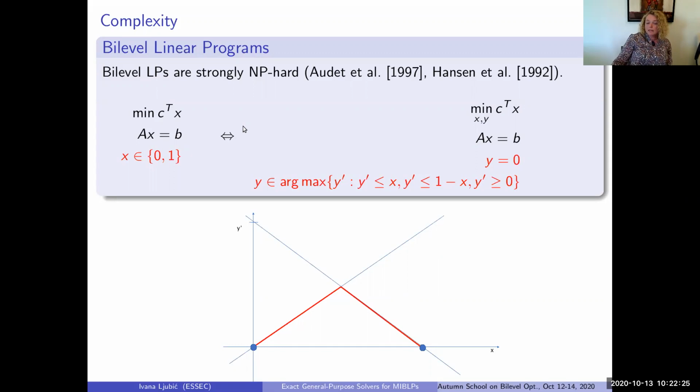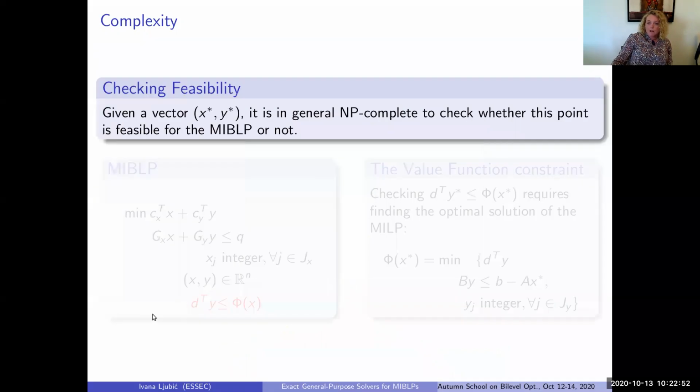And because we know that the 0-1 ILPs are strongly NP-hard, and the proofs are given in these two papers, we know that the problems that we are dealing with now, when we shift from the LP-LP into the MILP setting, will be at least as hard as this situation. Okay, so some bad news. Even checking feasibility for the mixed integer bilevel MILPs is in general strongly NP-complete.